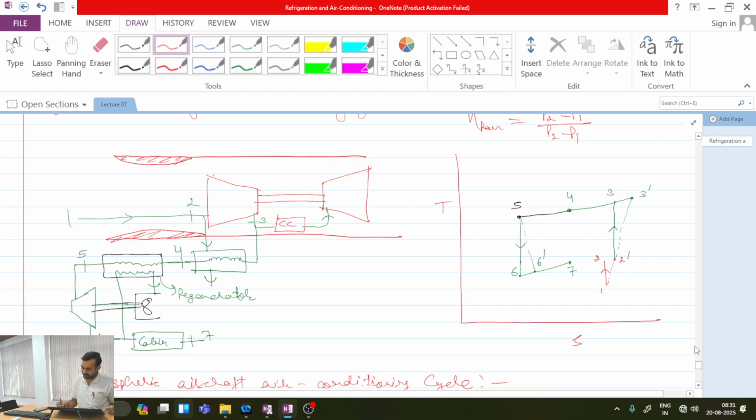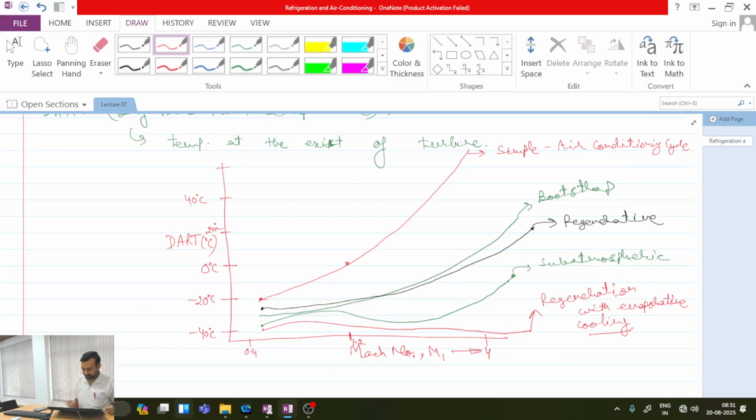So in such scenarios, it will lead to a significant decrease in the DART. Of course, don't go with the numbers because I have not drawn the graph with exact scale, so there can be some issues with the numbers. Generally for air conditioning we will not go up to very low temperatures close to -40, we will stay close to -20 degrees Celsius. That's why this diagram is slightly shifted in the downward direction. So numbers you can refer from the actual diagram in the textbooks.